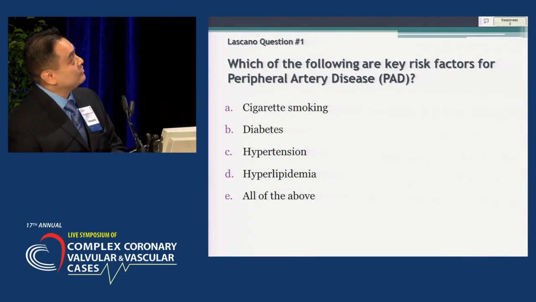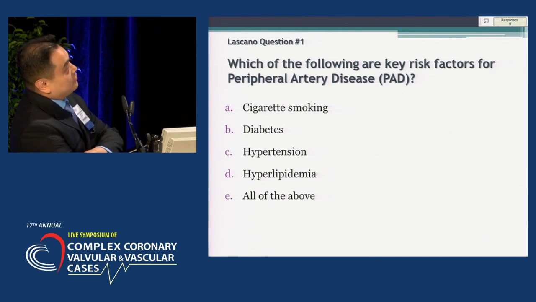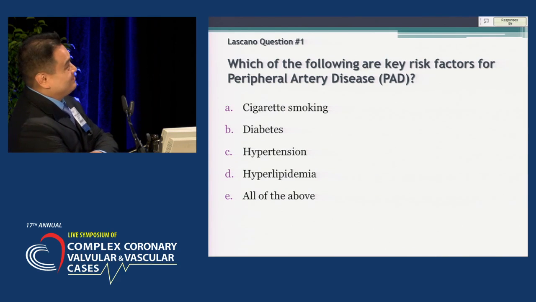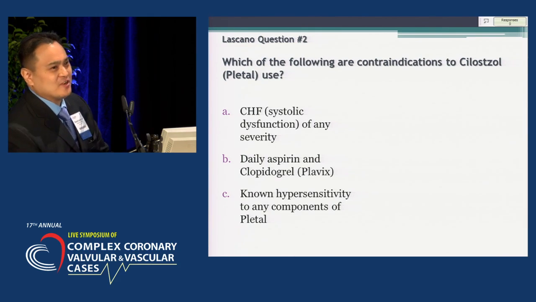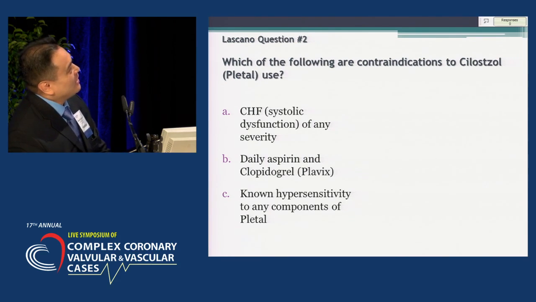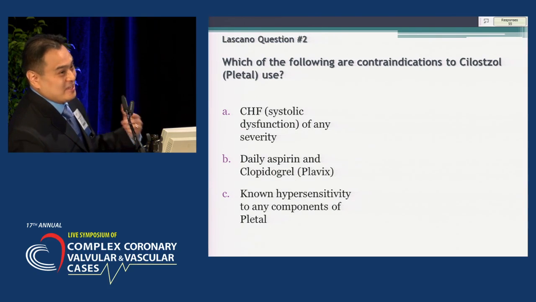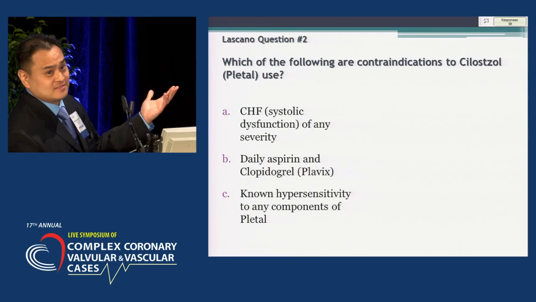So the questions are: which of the following are key risk factors for peripheral arterial disease? Cigarette smoking, diabetes, hypertension, hyperlipidemia, or all of the above? Which of the following are contraindications of cilostazol? CHF, daily aspirin or Plavix use, or known hypersensitivity to any components of Pletal? There should be an E. E is A and C. So I just gave you the answer.